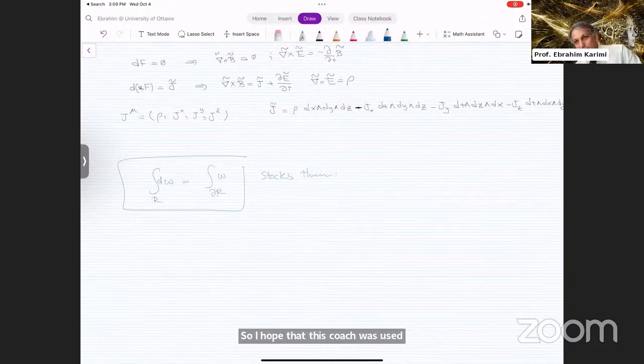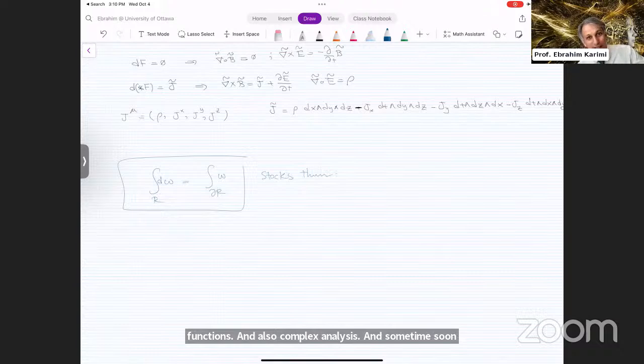I'm sorry for going a little bit beyond the time, and for sure I will try to think about having the second part of this course on mathematical methods, which will go through group theory, special functions, and also complex analysis sometime soon, but I don't have any expectation at the moment.